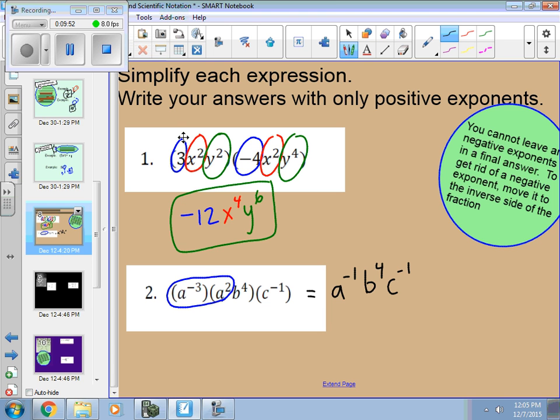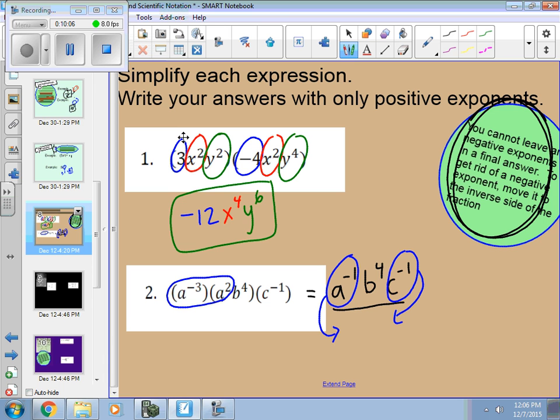Now remember, we don't want to leave negative exponents in our final answer. So now we need to write this without negative exponents. So we want to move both the negative ones to the other side of the fraction. In this case, it means moving it down to the denominator.